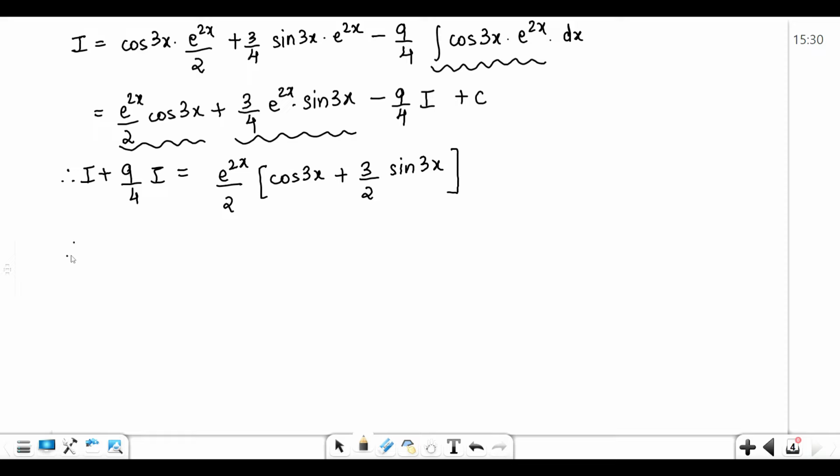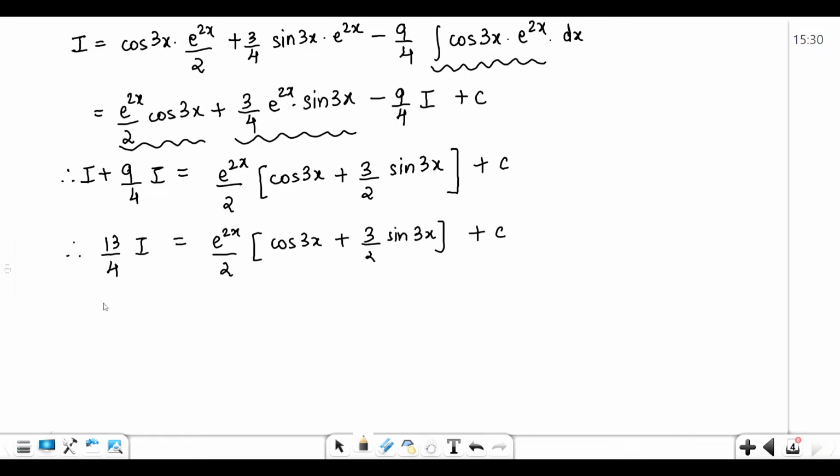Now we'll solve this. 1 plus 9 by 4 will give you 13 by 4 I is equal to e raised to 2x upon 2 again, and this whole thing will be repeated, cos 3x plus 3 by 2 sine 3x. Also do not forget the constant c. Now this 13 by 4 will be taken to the right side. That becomes 4 by 13. So also we can say that we are multiplying both sides by 4 by 13.